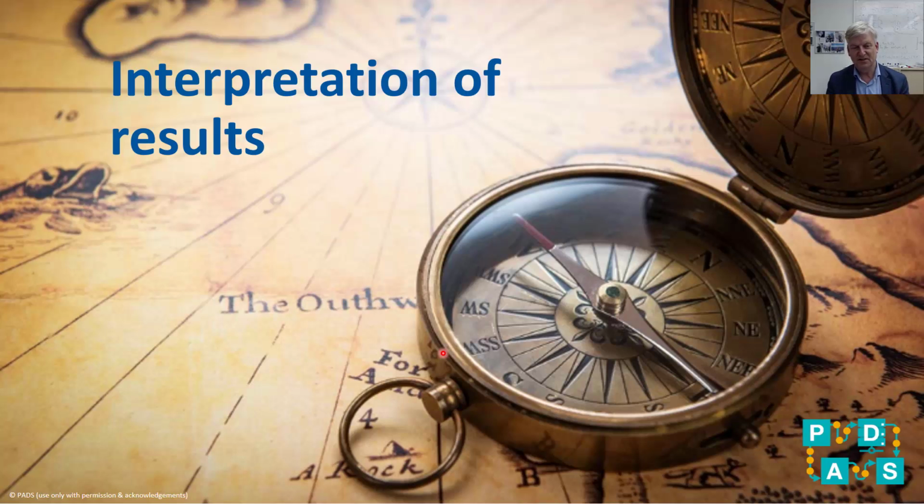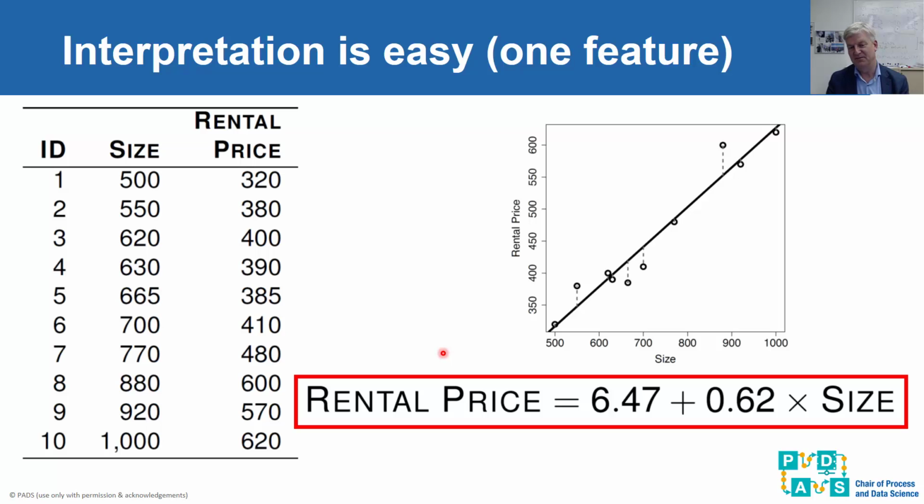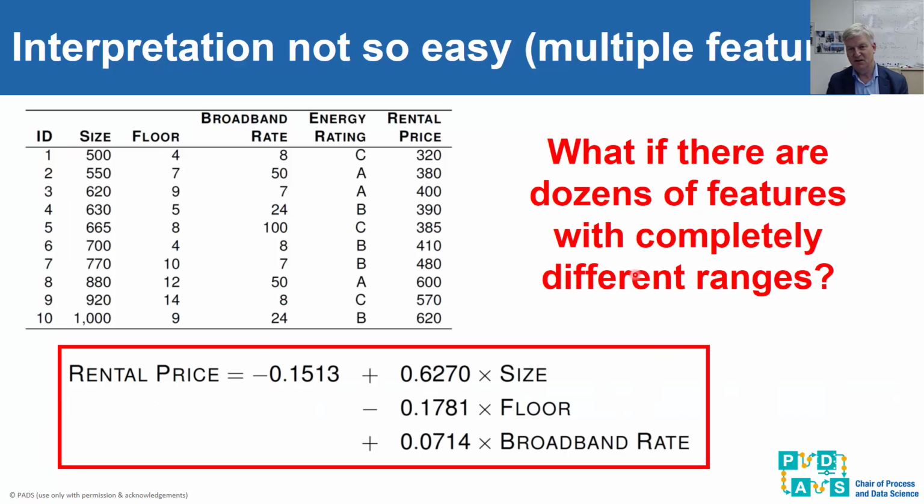Okay, so this is the machinery. Then the interpretation of the results is very easy. If we have one feature, we can even visualize it. So the interpretation is that for every value of size, we have a prediction for the rental price, and we know how to compute the error. And we are looking for the line that has the least number of errors.